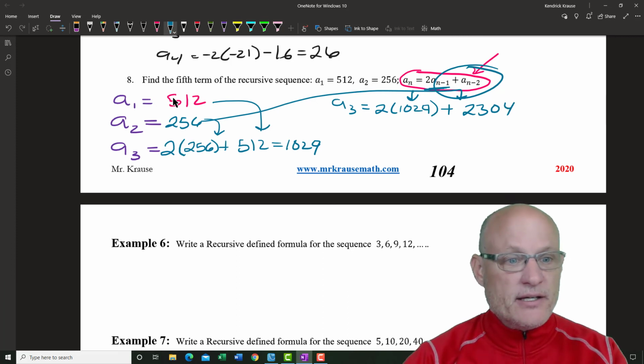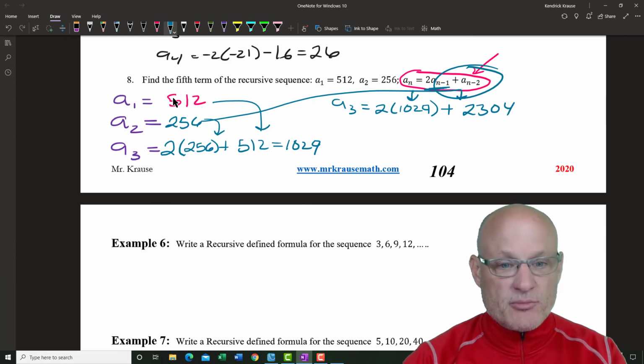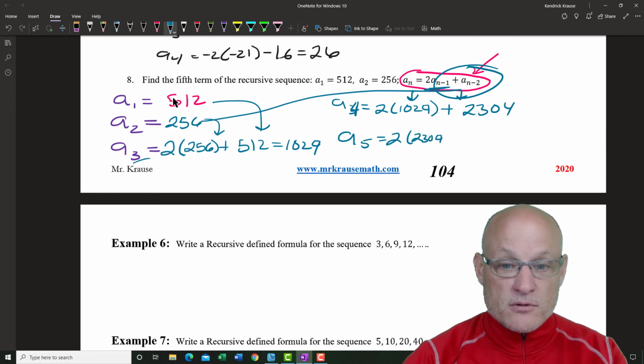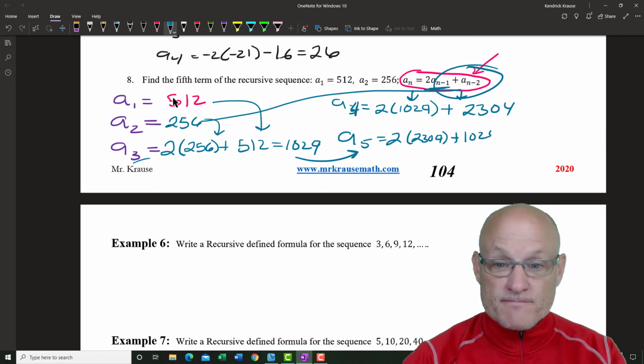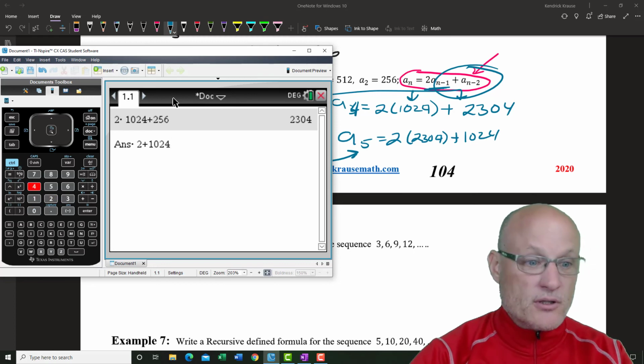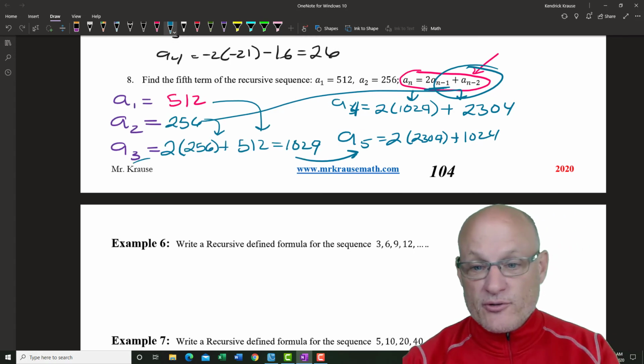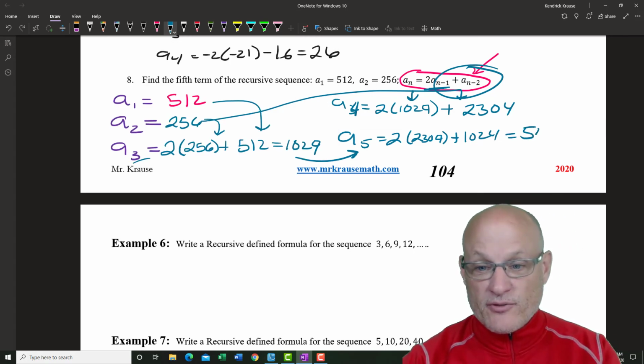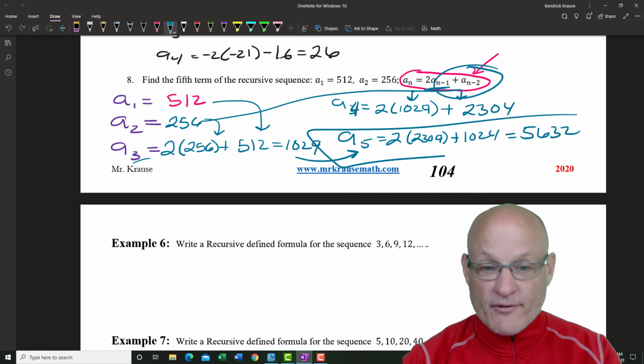And finally, oh wait, that should be 4. Good, we only have one more to do. That should be 4 because A sub 3, A sub 4, now we're doing A sub 5. This is the final answer here. So 2 times 2304 plus 2 previous terms, which is 1024. So times 2 plus 1024 equals 5632. So the answer to this crazy question is 5632. All right, you won't get one like that on a test.